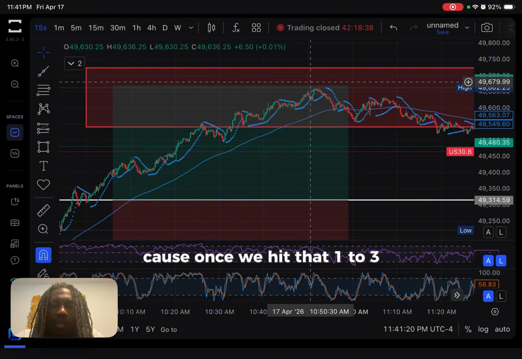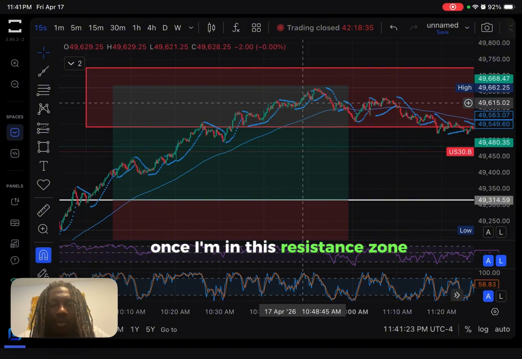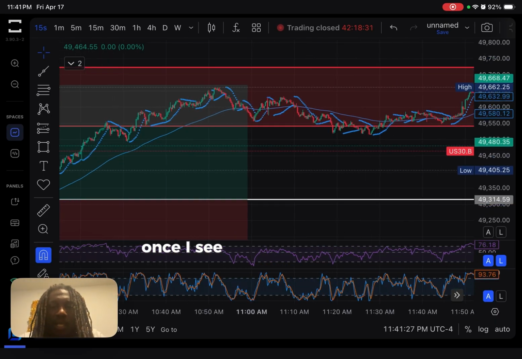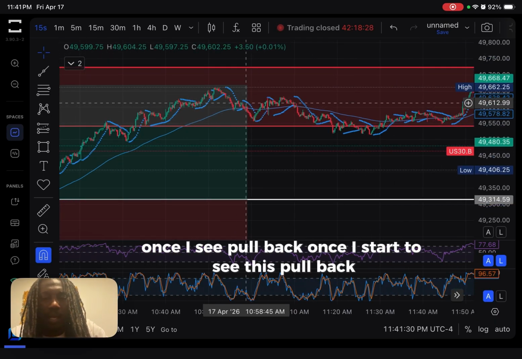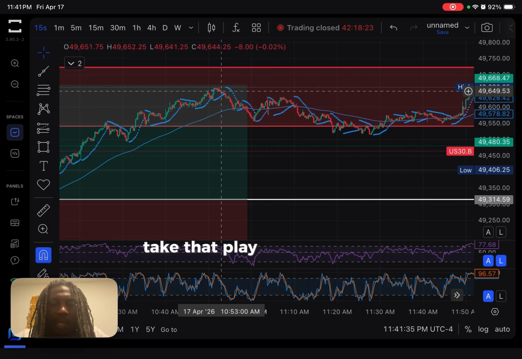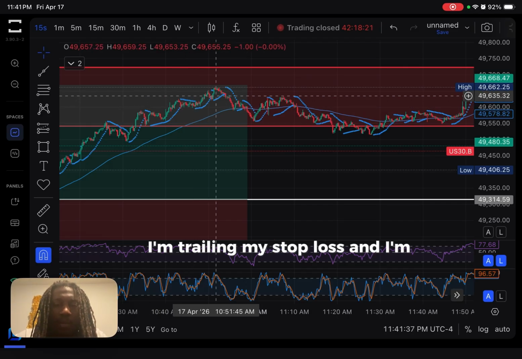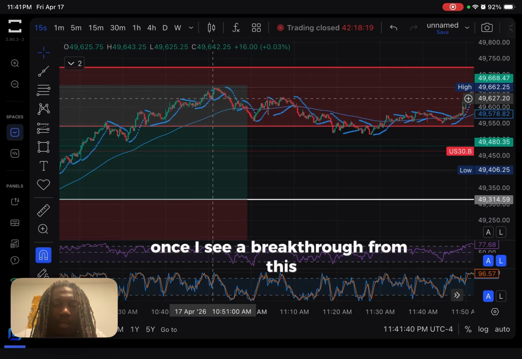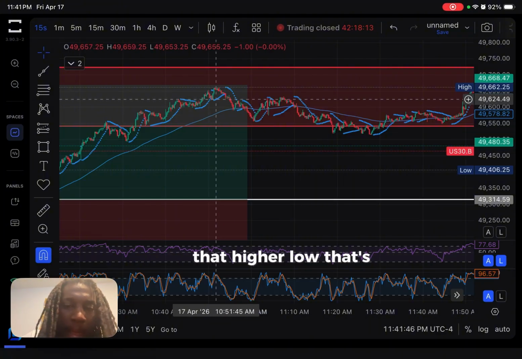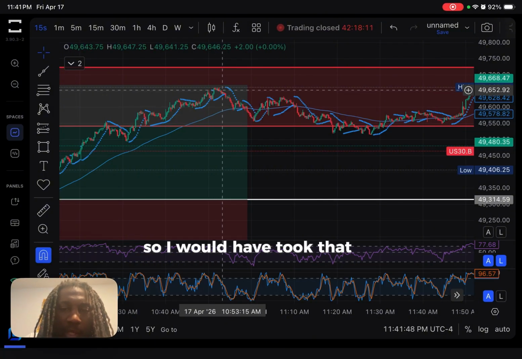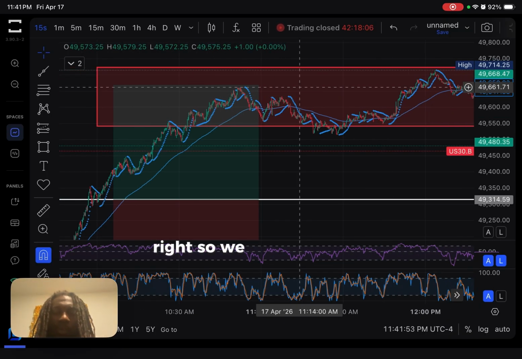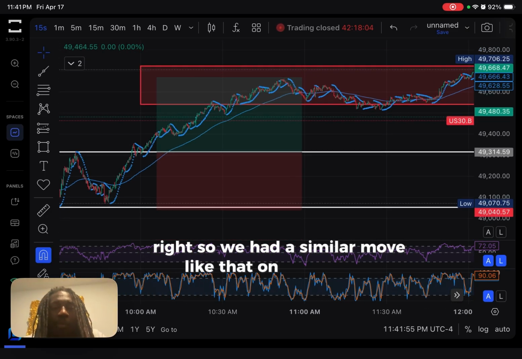Because once we hit that 1 to 3 area, and once I'm in this resistance zone, right? And I only know it's a resistance zone now once I start to see this pullback. All right, I know this is resistance up here. Cool. Take that play. At some point right here, I'm trailing my stop loss and I'm getting out of here. Once it broke that previous low, or that higher low, that's the end of that play for me. So I would have taken that around the 1 to 3 area and I would have got out around here profitable, right? So we had a similar move like that on NAS 100.